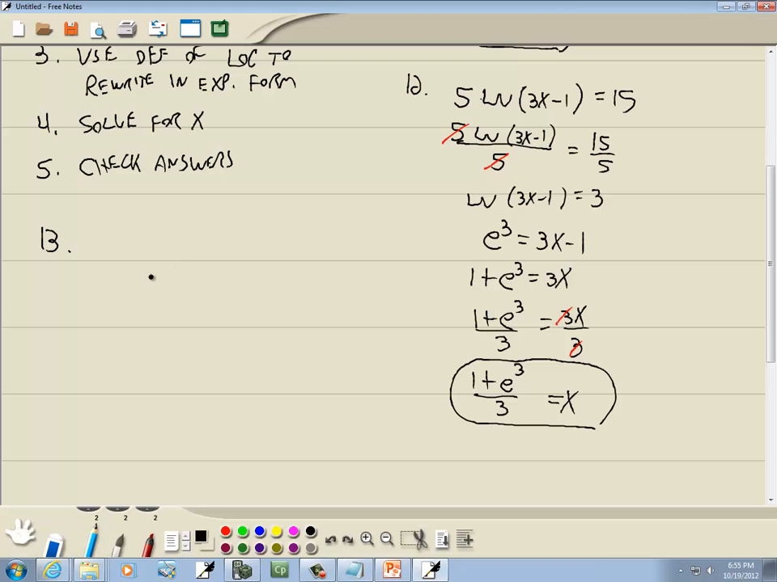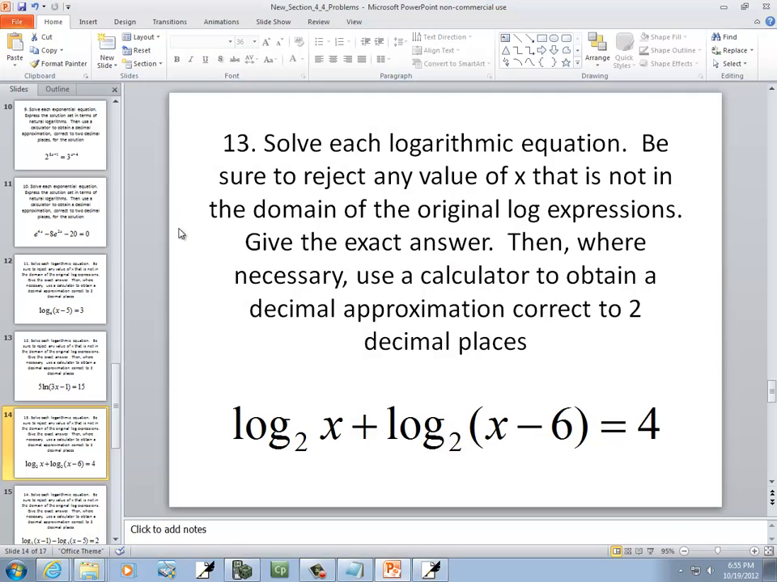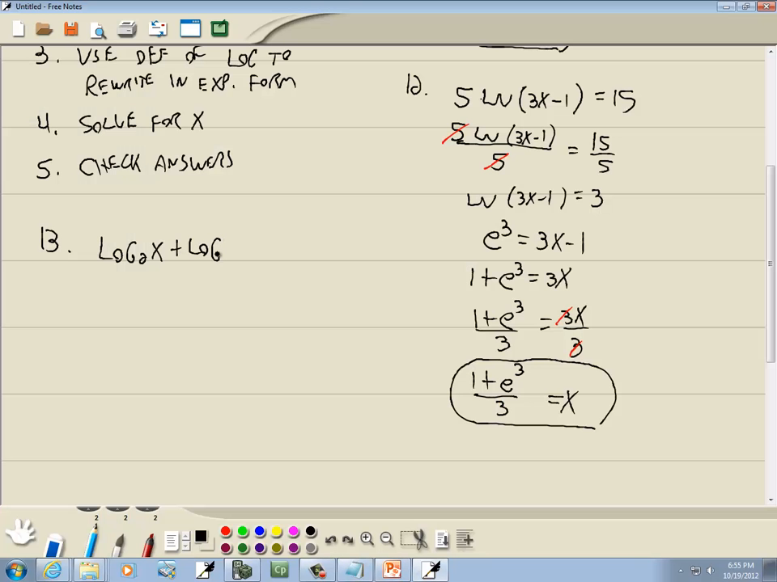Let's look at another problem. We got log of x plus log of x minus 6 equals 4. And again, we want to solve this. First step, get everything with a log on one side, numbers on the other side.